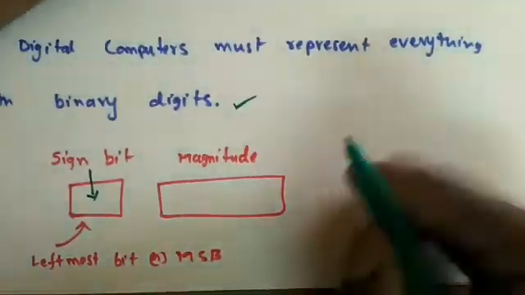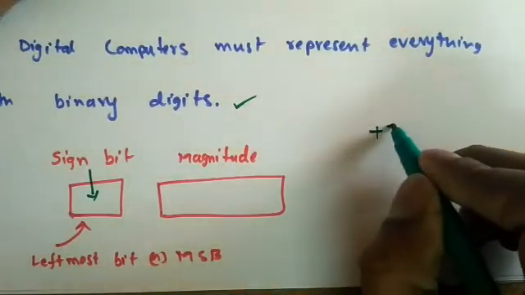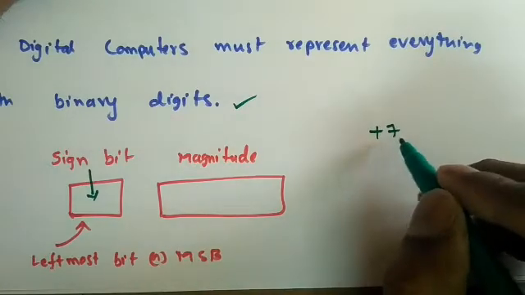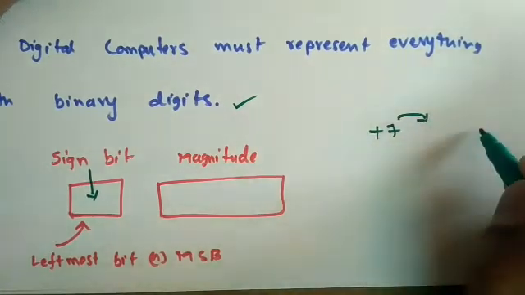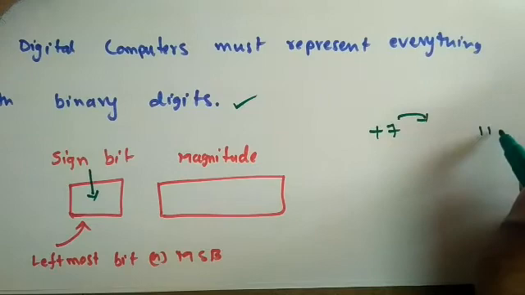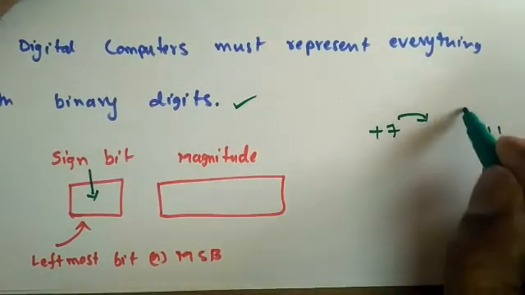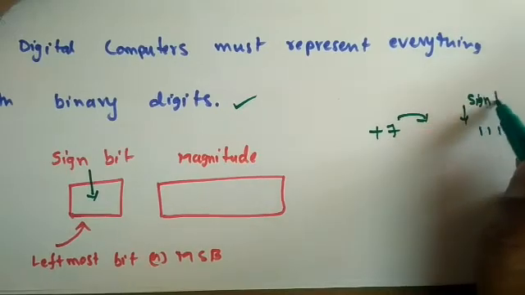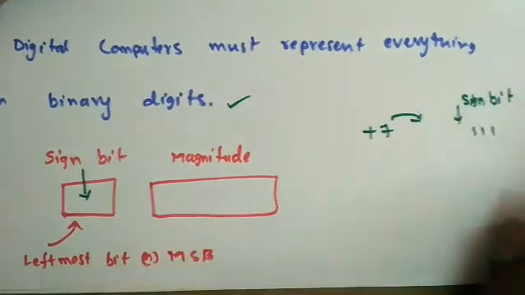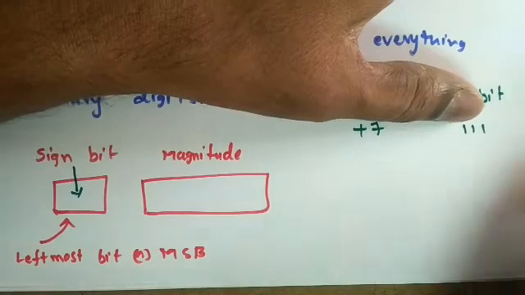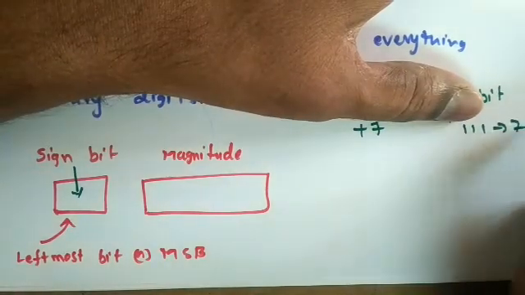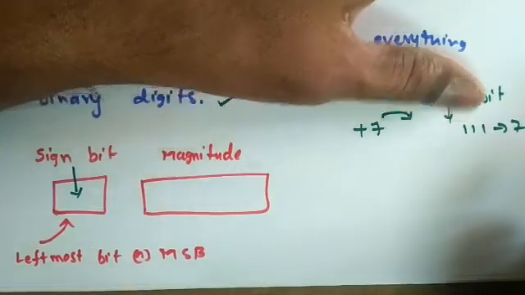Suppose, for example, I want to represent plus 7. Now how to represent plus 7? We know that the binary representation of 7 is 111. Now to represent plus, we add a sign bit here. Or simply, if this is an unsigned number, it is 7 only, right? I hope you got the concept.